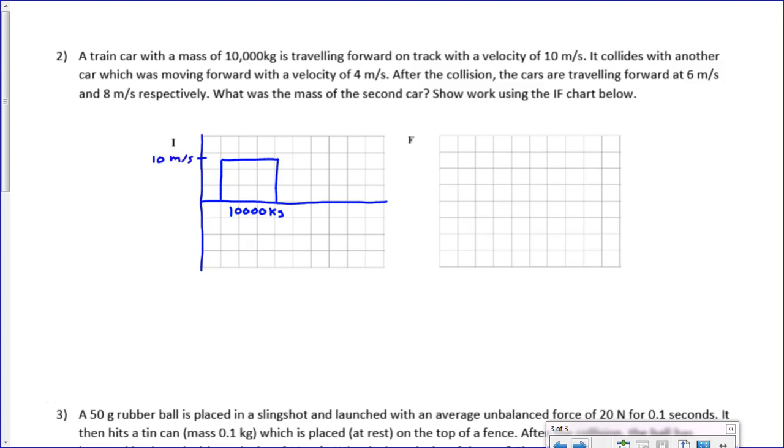All right. So we actually know from that one, since it's 10,000 kilograms and it's going 10 meters per second, we know that the area of this is going to be 100,000 kilogram meters per second. All right, then we have, going slower, this other car that has an unknown mass. And we know that it's going 4 meters per second. So I'm just going to call this M for our unknown mass. All right, and we know that it is going here 4 meters per second.